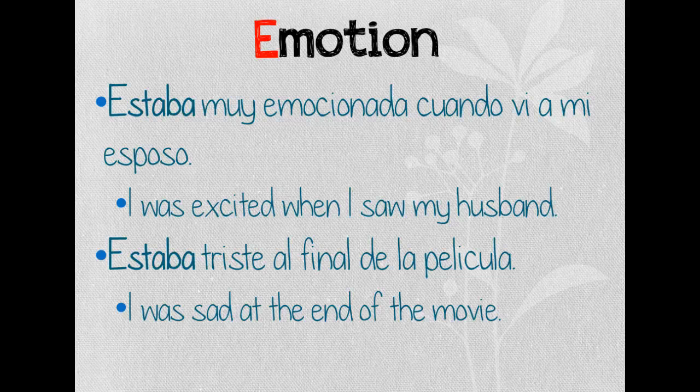E stands for emotion. So if you're having some sort of emotion in the past tense, then you're going to use the imperfect. Estaba muy emocionada cuando vi a mi esposo. I was excited when I saw my husband. Estaba triste al final de la película. I was sad at the end of the movie. Now also with emotions, we generally use the verb estar, so we're going to use estar in the imperfect tense.